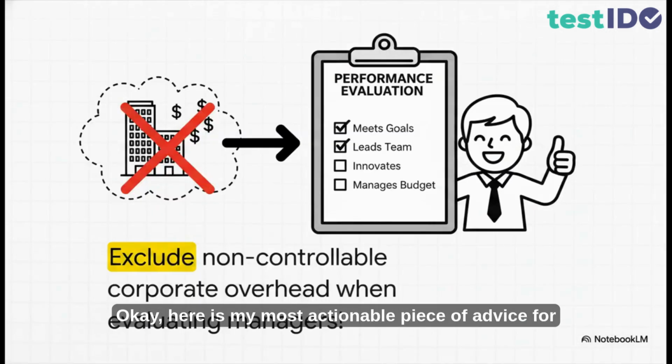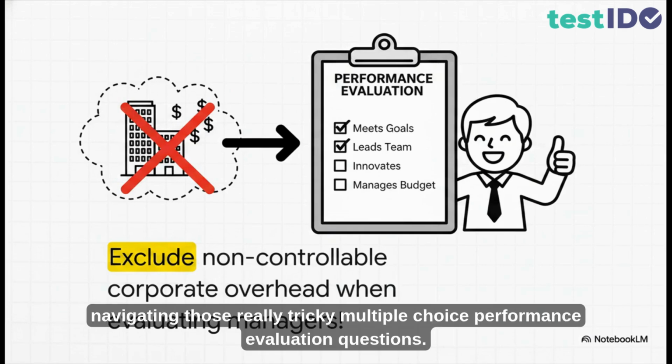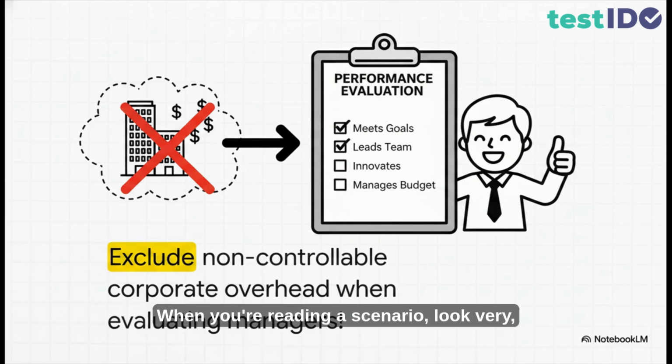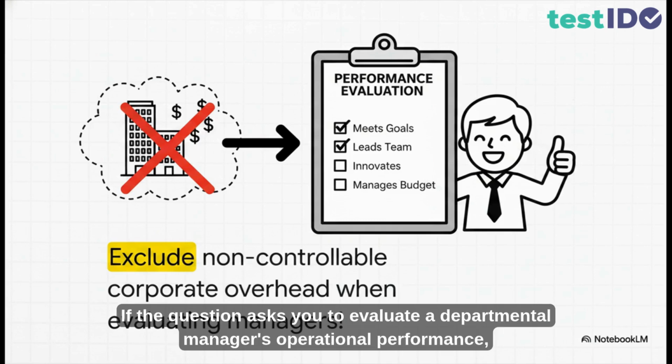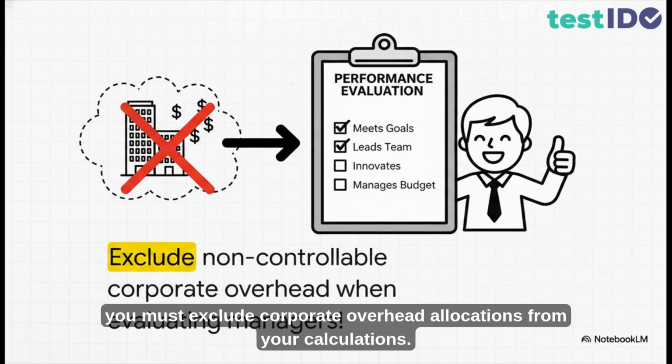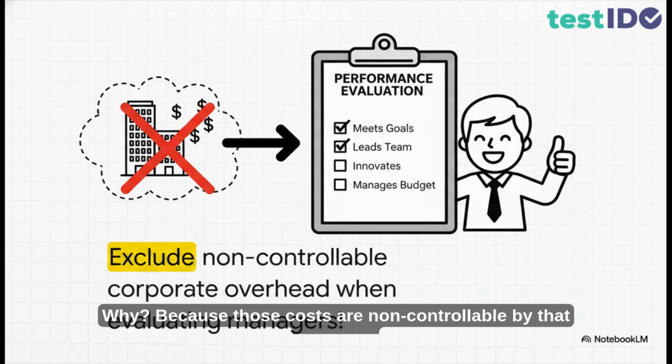Okay, here is my most actionable piece of advice for navigating those really tricky multiple-choice performance evaluation questions. When you're reading a scenario, look very, very carefully at who is actually being evaluated. If the question asks you to evaluate a departmental manager's operational performance, you must exclude corporate overhead allocations from your calculations. Why? Because those costs are non-controllable by that manager. Please do not let the exam trick you into adding them in.